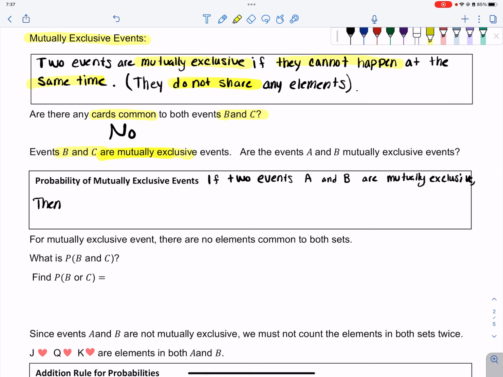However, our events A and B from the last page, A is our hearts and B is the face cards, those are not mutually exclusive because they share cards. We saw that they shared cards. There were 3 that they shared, so they're not mutually exclusive.